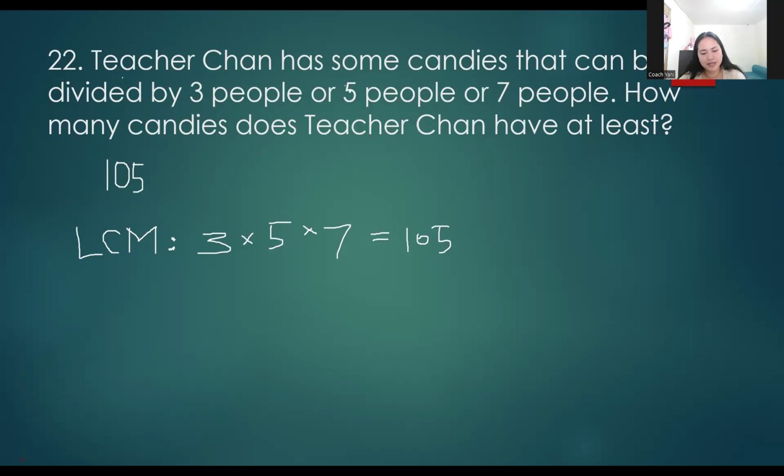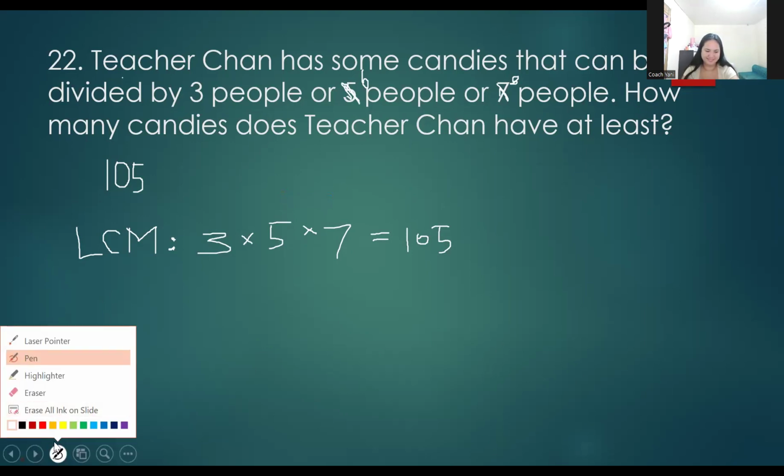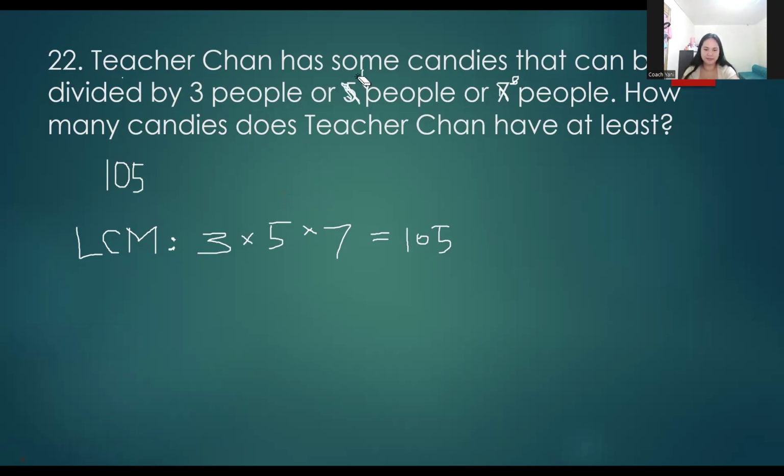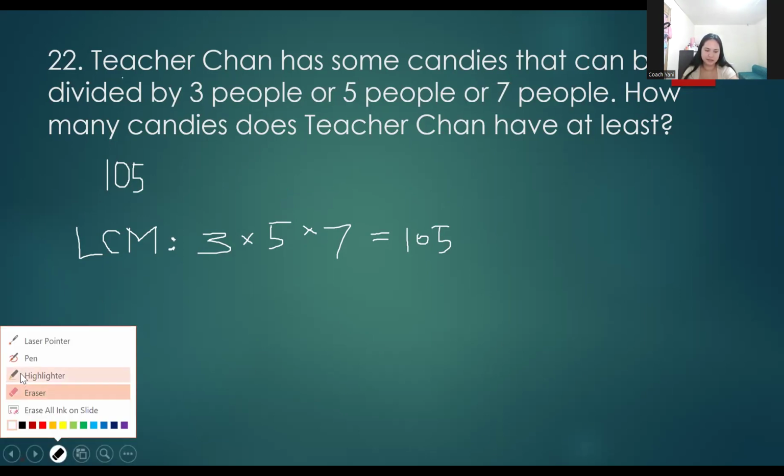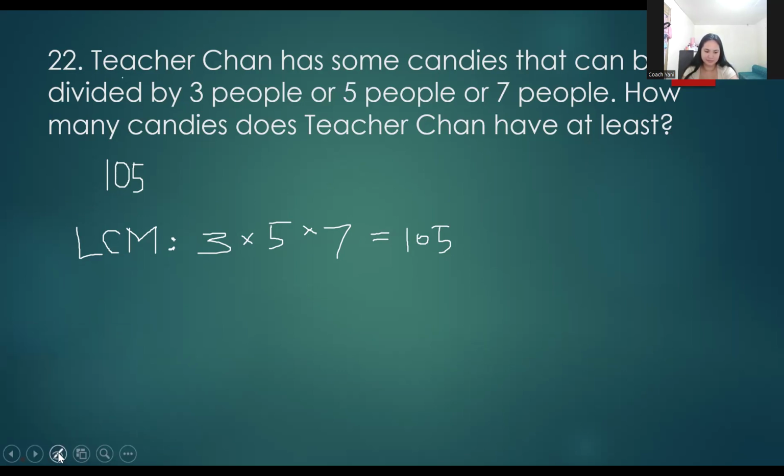So how about if I change 5 to 6, and then this one would be 8. What do you think is the LCM of 3, 6, and 8? 144 po. Is that the LCM of 3, 6, and 8?